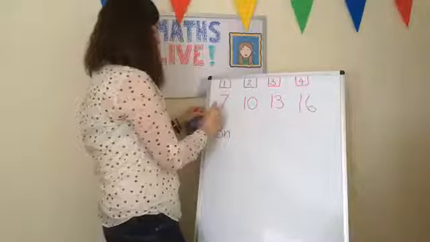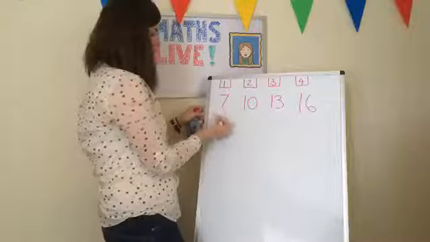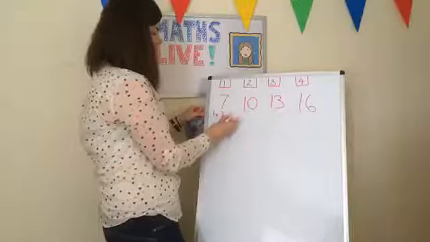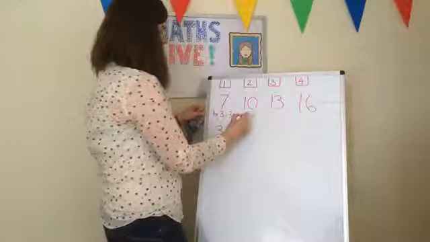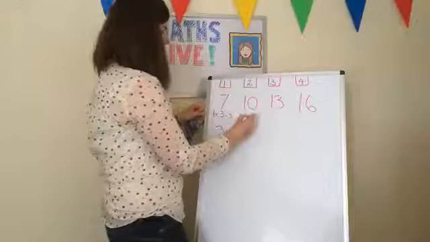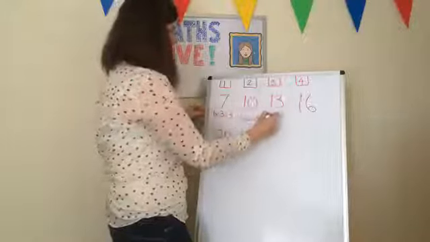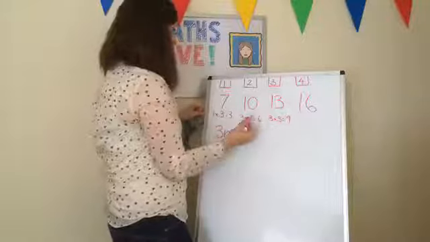So if we do 1 times 3, because it's the first term, if we replace n with 1, that's 3. If we replace the n with 2, so 3 times 2, 2 times 3 is 6. 3 times 3 is 9. So what's happening?